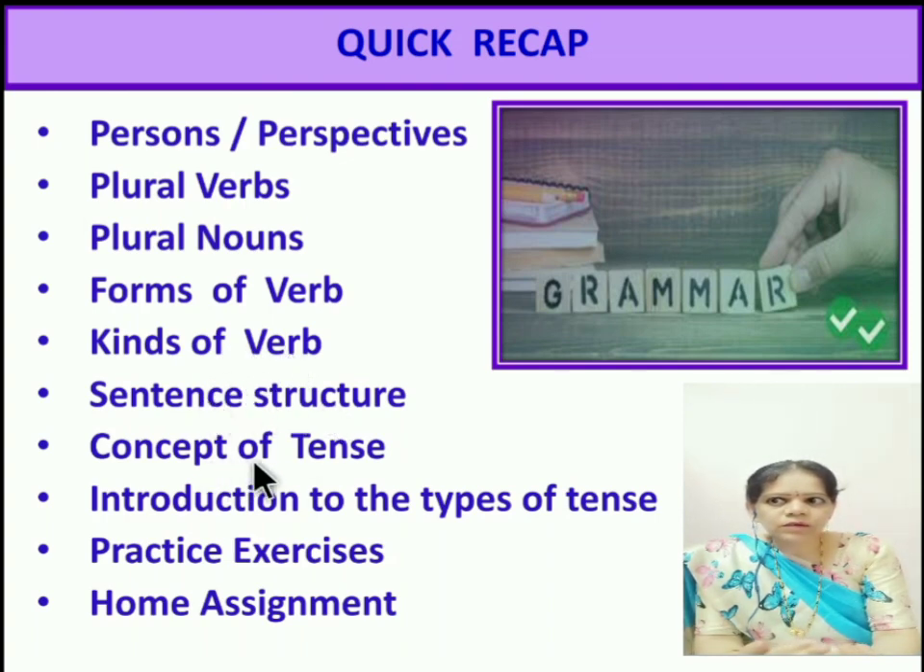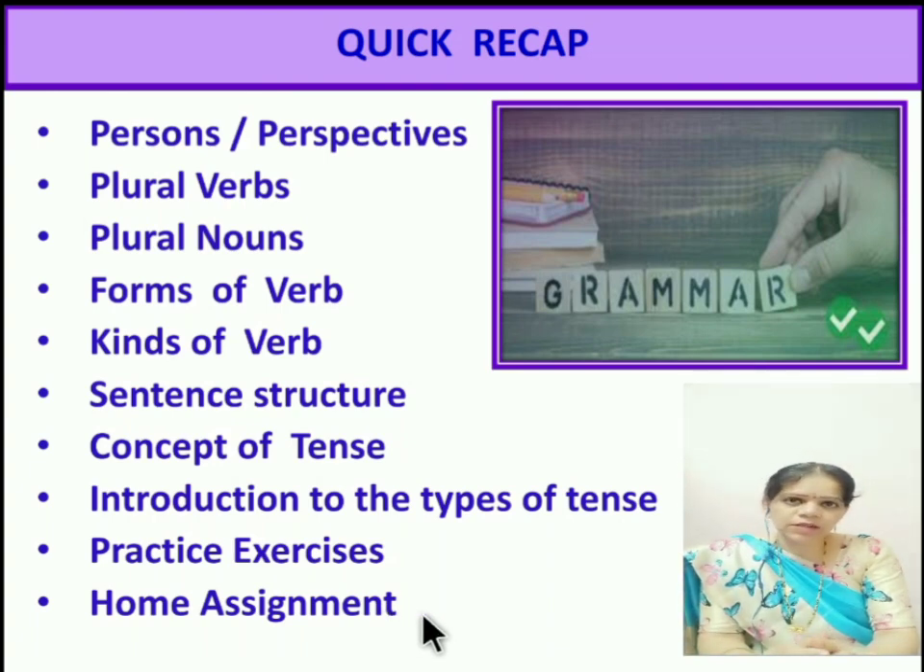Then we talked about the concept of tense. Why tenses? Is there really a need of having tenses? Then we talked about the introduction to the types of tenses, in terms of time and in terms of work done. Then we practiced a few exercises. We discussed the answers as well. And then you got 5 statements for fill in the blanks as a home assignment, the answers to which will be discussed in the next session.